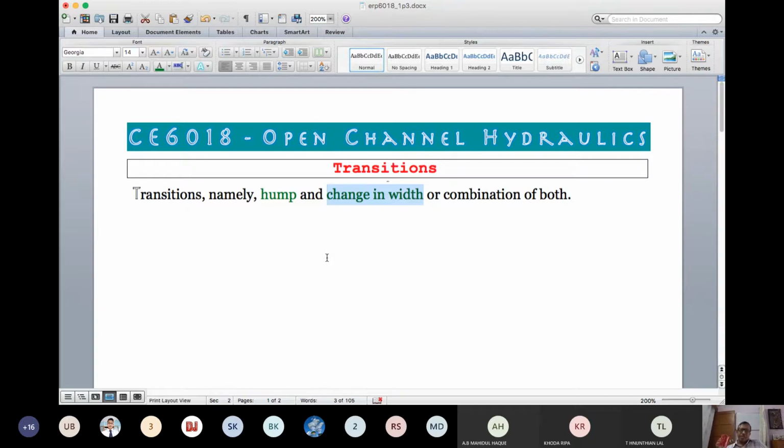If the specific energy is 1.2 meter and you provide a drop of 10 centimeter, then post drop, or downstream, the new specific energy will be 1.3 meter. If I say delta Z is the hump height, then the new specific energy E dash is equal to E minus delta Z.